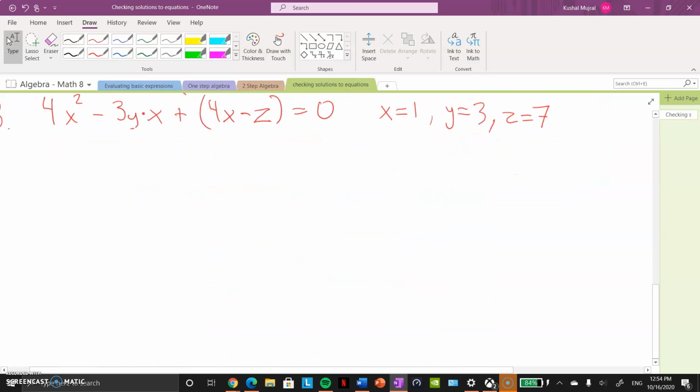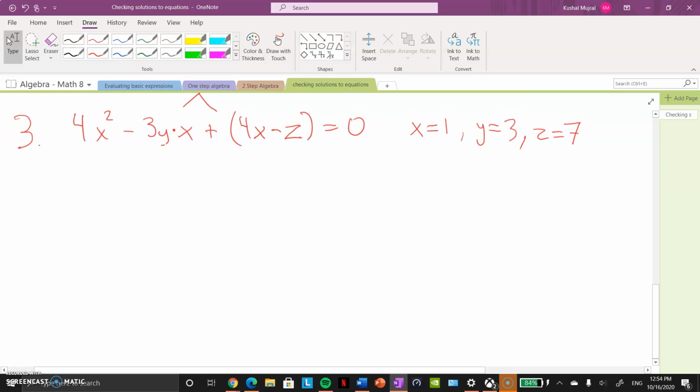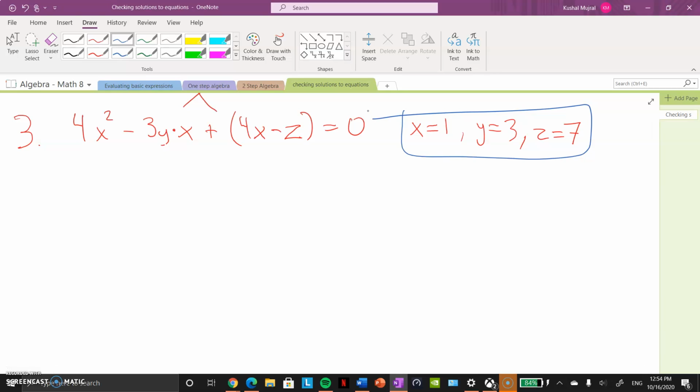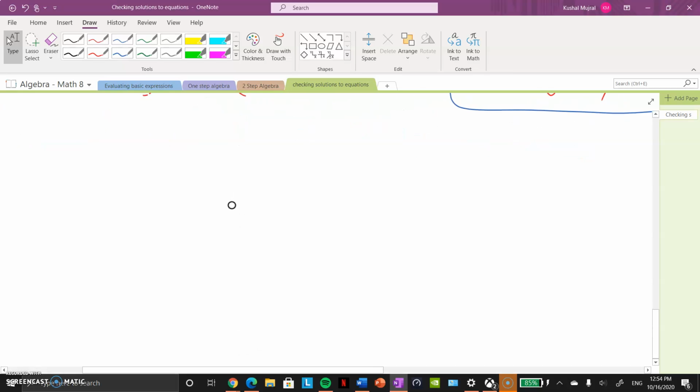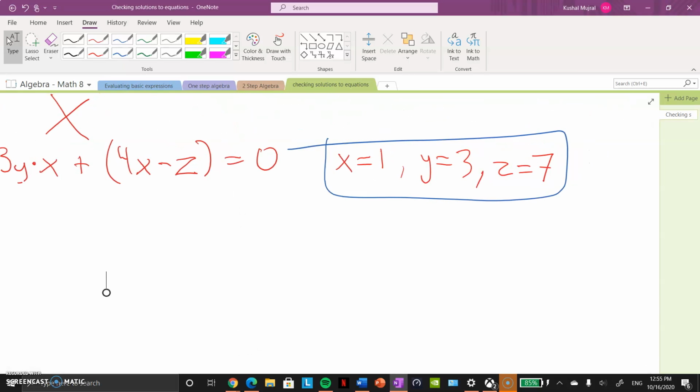Now let's take a look at this. Here it's a little bit more complicated. So, let me box this real quick. So, 4x squared minus 3y times x plus 4 plus open bracket 4x minus z close bracket equals 0. So what this means is we're going to have to plug in each of these values. So, oops, let me just fix that real quick.